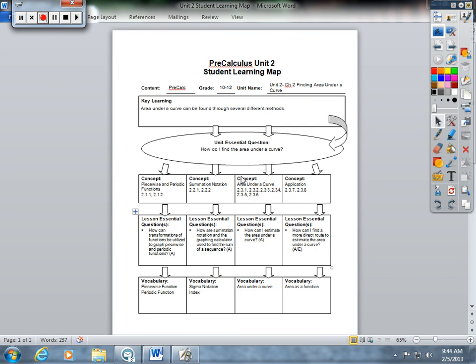Here we are with Unit 2, taking a look at the student learning map. Unit essential question: how do I find the area under a curve? Actually, area between the curve and the x-axis would be a better way to say that.